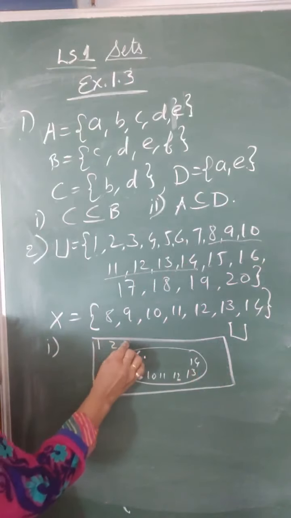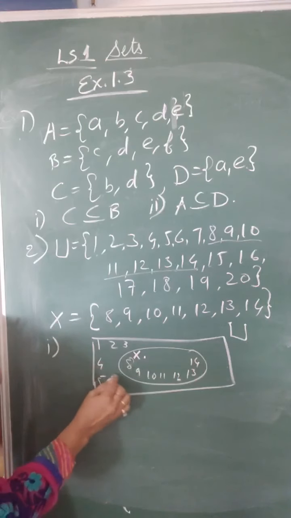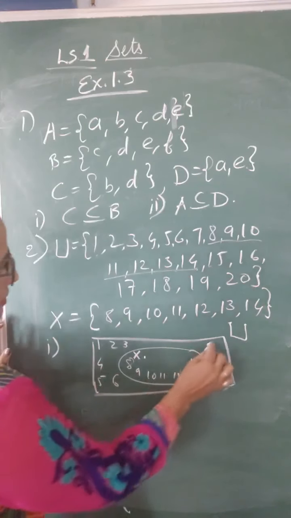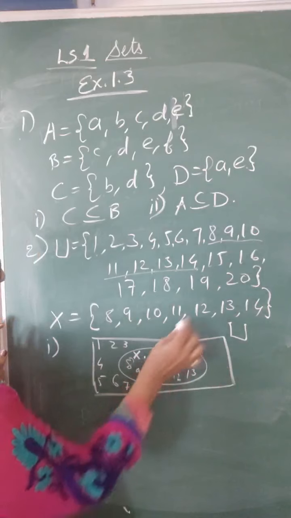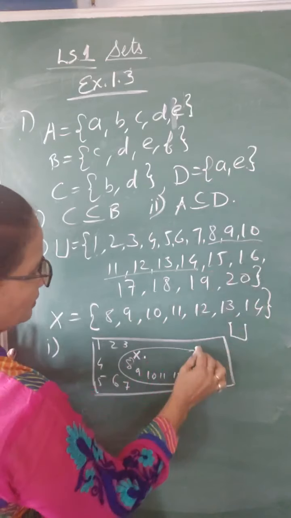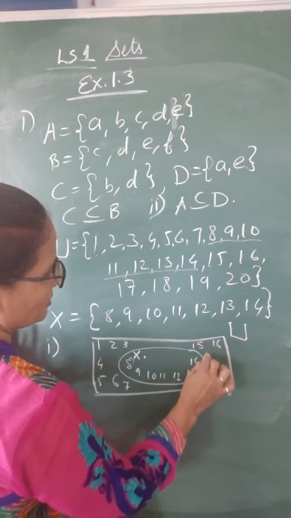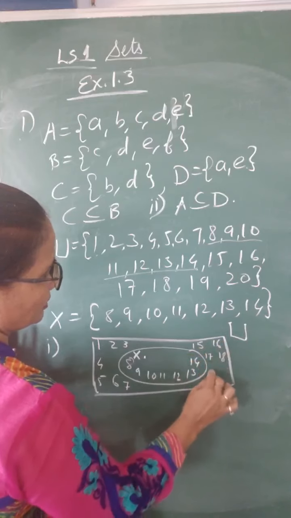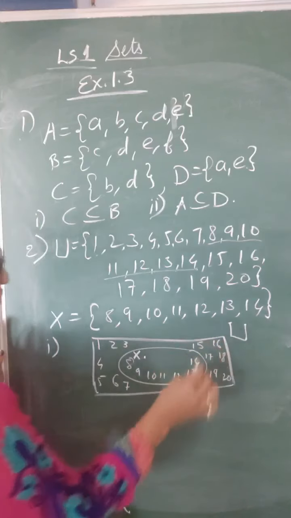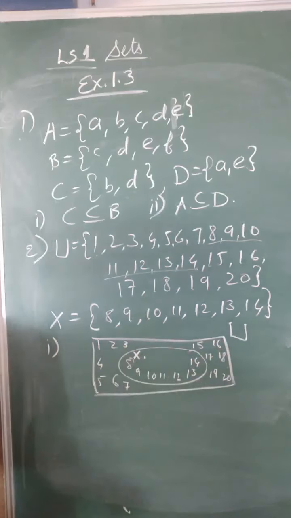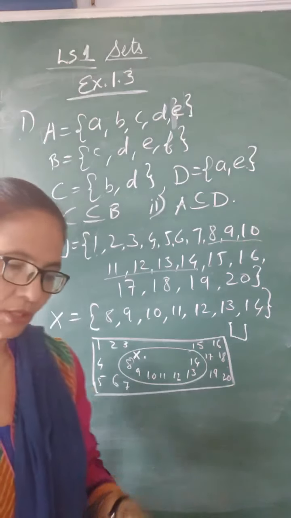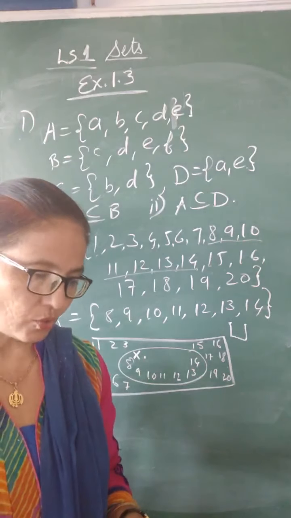So what is that? 1, 2, 3, 4, 5, 6, 7. Then what is left? 15, 16, 17, 18, 19 and 20. Okay. So in this way you can represent the second one also.